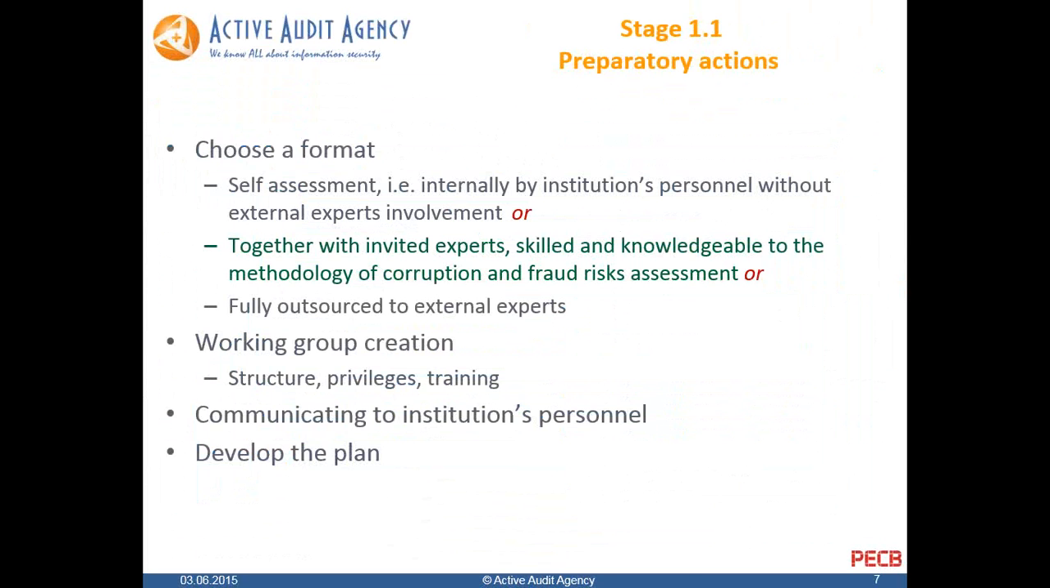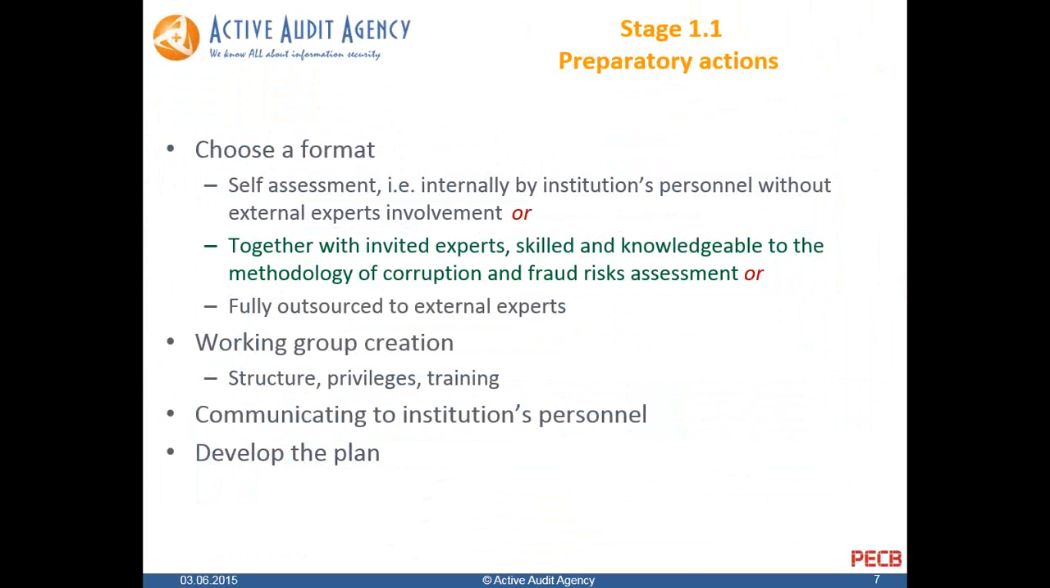Next step, working group creation and training sessions of all involved persons into the risk assessment process. Members of the working group should be engaged in the institution's key areas of operations, such as finance, human resources, documentation management department, maybe IT department, information security, maybe internal audit, and other departments linked to the core or specific competence of the organization.